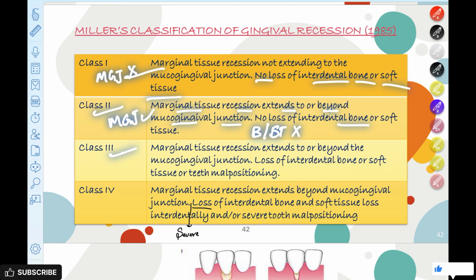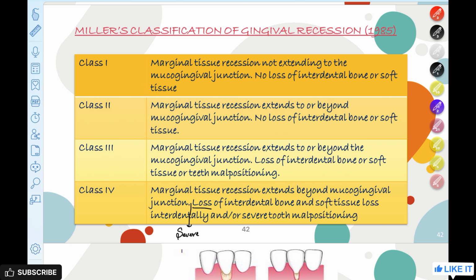In class 3, marginal tissue recession extends to or beyond the mucogingival junction. It is crossing the mucogingival junction. Loss of interdental bone or soft tissue is seen, or teeth malpositioning. There is malpositioning of the teeth. In class 4, marginal tissue recession extends beyond the mucogingival junction. Interdental bone and soft tissue are also lost, or there is severe tooth malpositioning. There is severe loss of interdental bone and soft tissue, and there is severe tooth malpositioning.